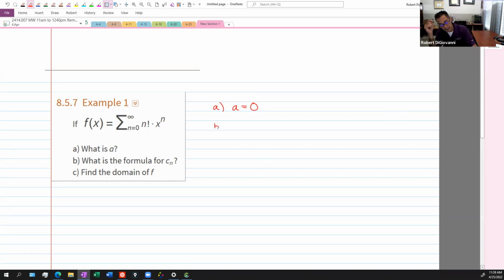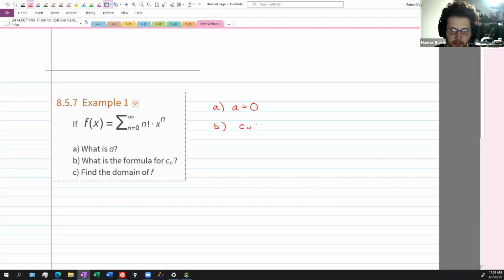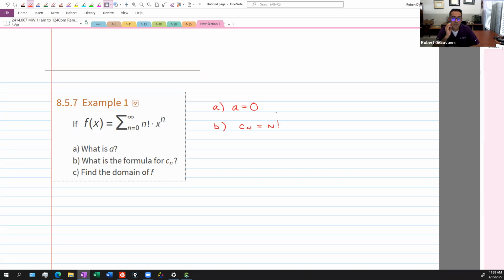All right, B. What is the formula for c sub n? It's just the n factorial sitting in front. Good, right? Part C, what is the domain?